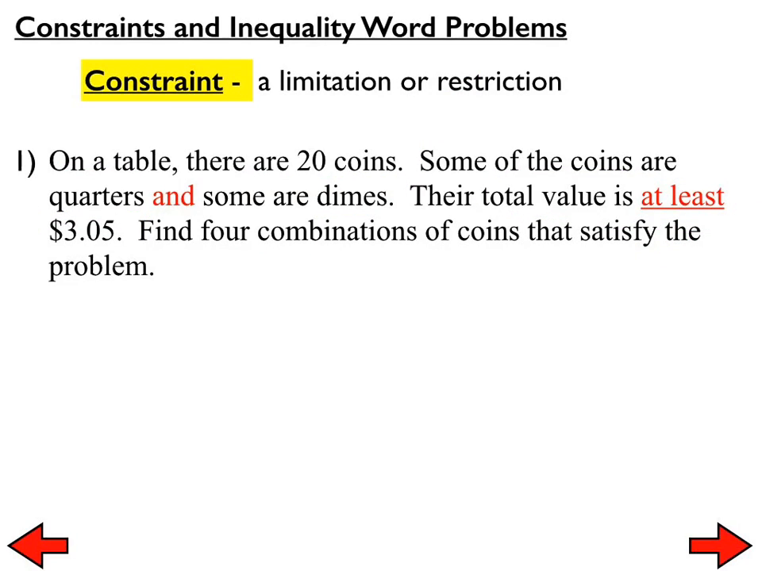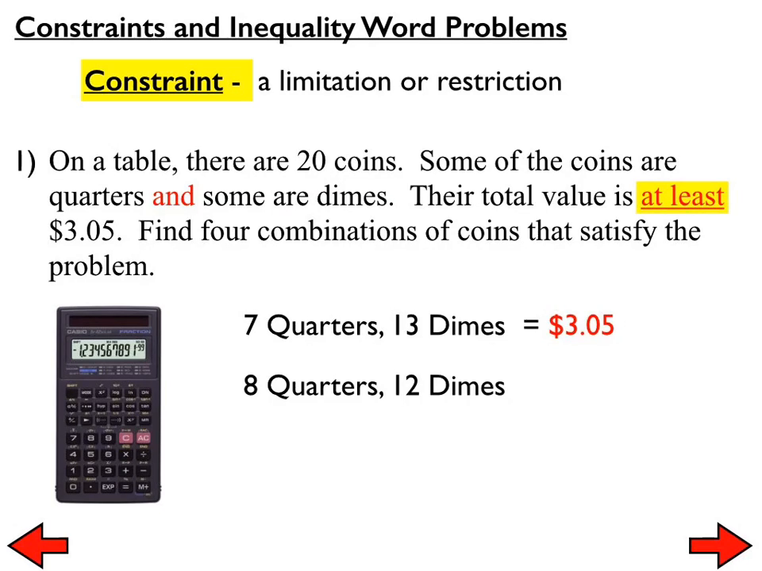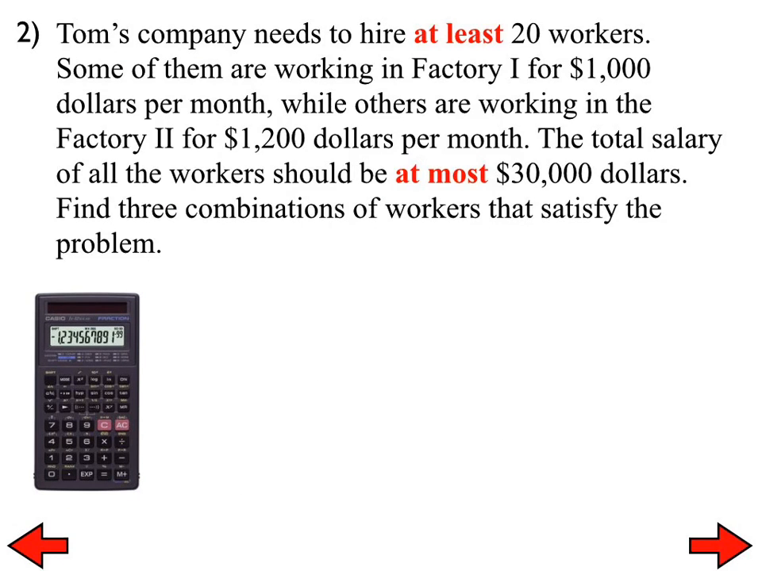So here are some combinations that satisfy this. 7 quarters, 13 dimes, that's $3.05. 8 quarters and 12 dimes, that's $3.20, and so on. So the idea here is that there are lots of combinations that will satisfy the problem. And what we're going to end up doing after a couple of problems here is we're going to try and figure out a way where we could find this sort of thing a little faster without some sort of guess and check method, which is really what we were doing on this one. All right, let's go to number 2.